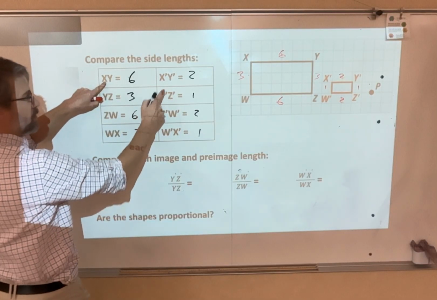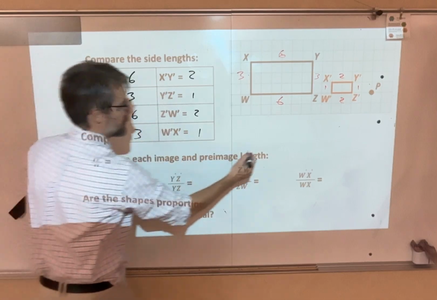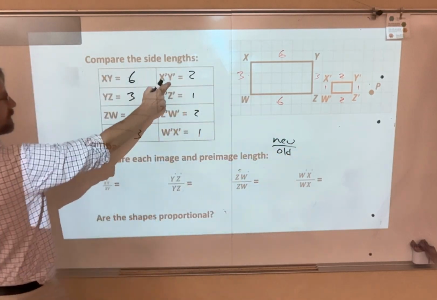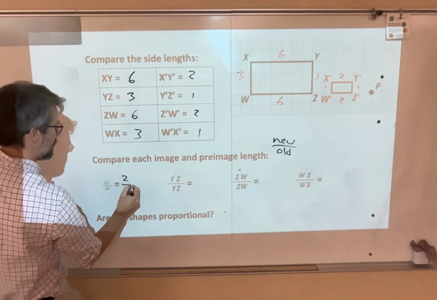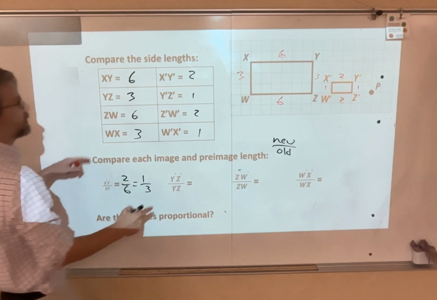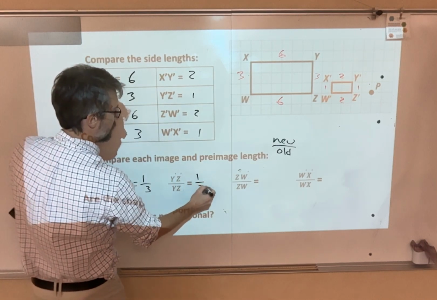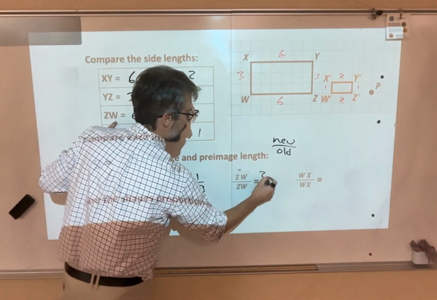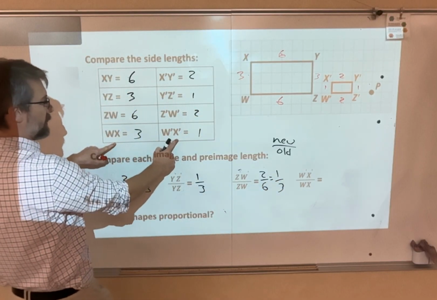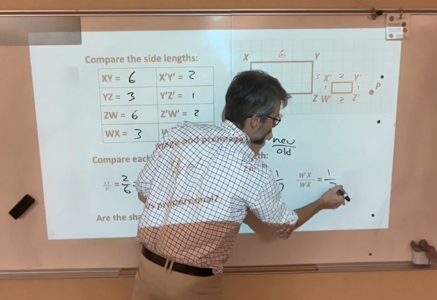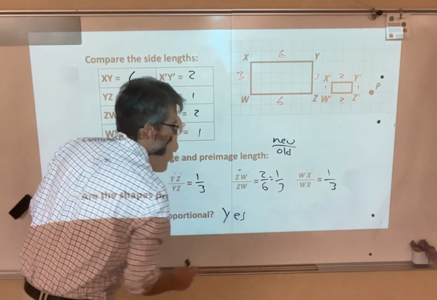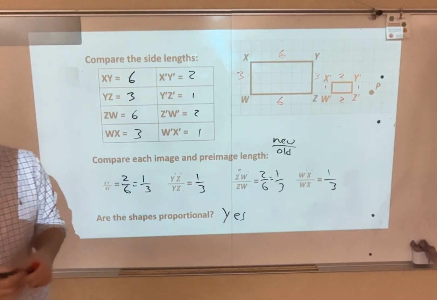So the new over the old, right? We always want to do that, new over old. So 2 over 6, that is a fraction that reduces, and it reduces to 1/3 because they're both divisible by 2. And then 1 over 3, and then 2 over 6, that again reduces to 1/3, and then another 1 over 3. And so are these shapes proportional? Yes, and our k value would be 1/3.